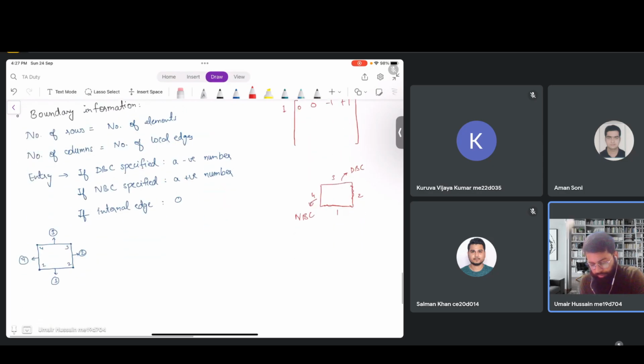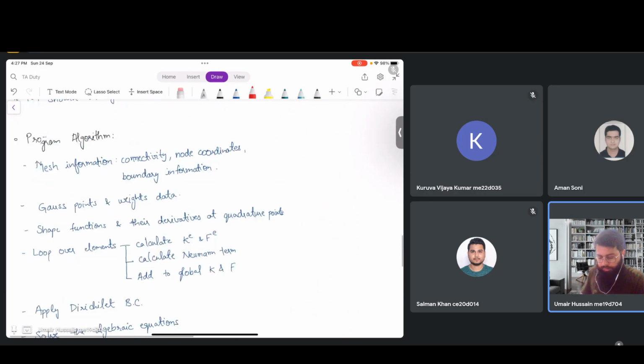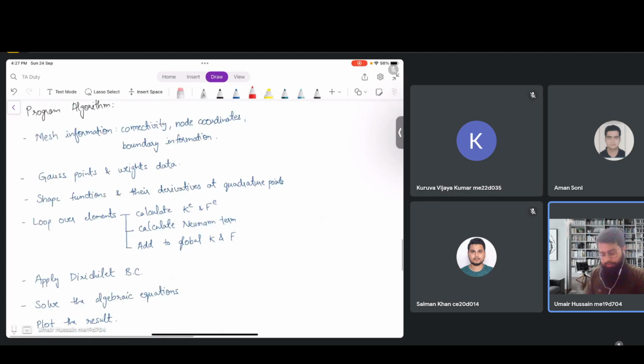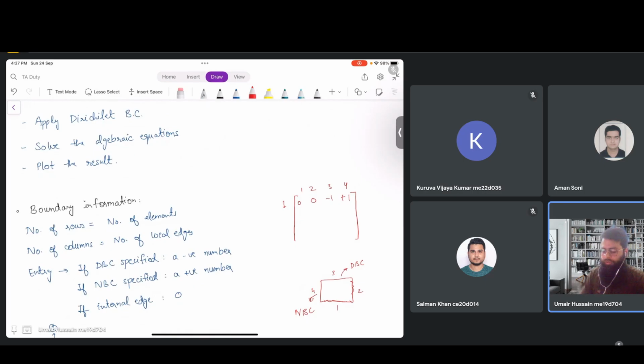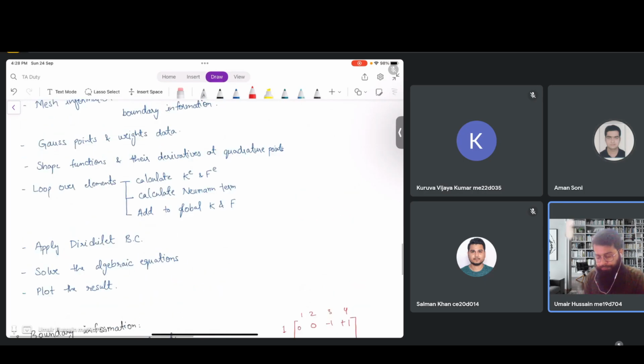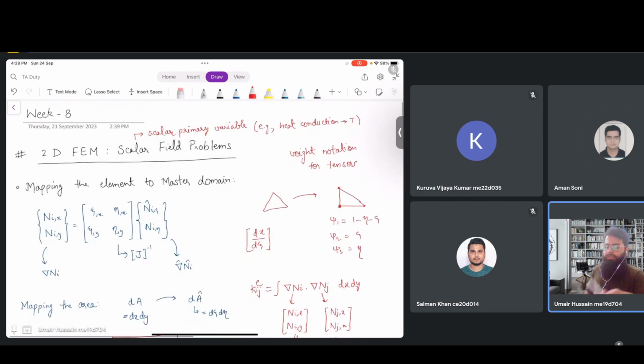Yeah, so this is about specifying the boundary information. I think this is it. Then we discussed a little about the details of the program that we'll try out later. So this was the main gist of the content of week 8. If there's any doubt, we can discuss it.